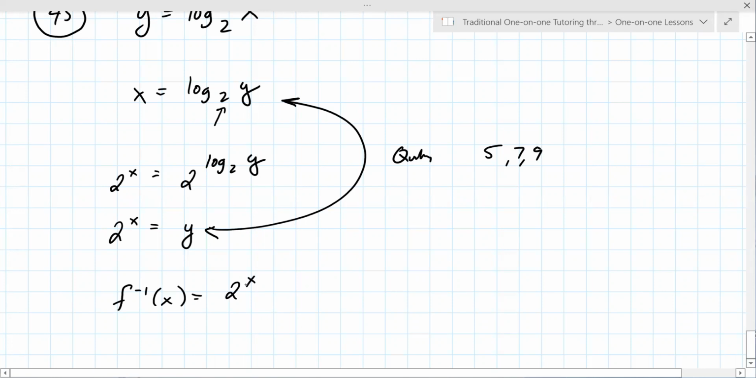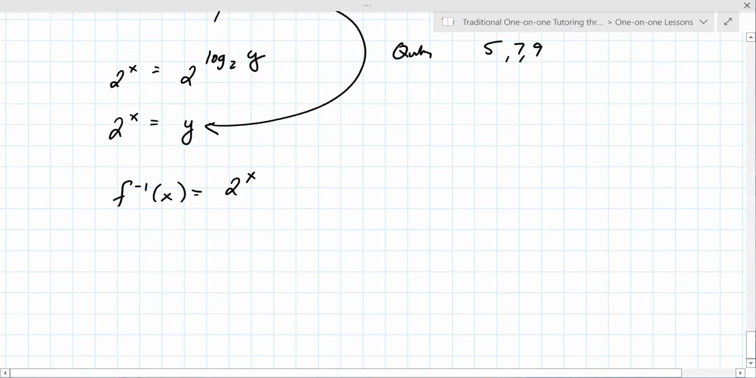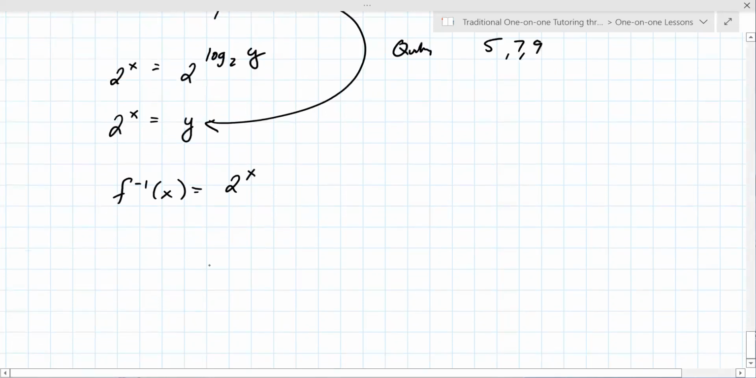So what I think the instructor is trying to get you to see here is that the inverses of each other are an exponential and a log. That is what's trying to be explained here. A log inverse is an exponential, and an exponential inverse is a log.